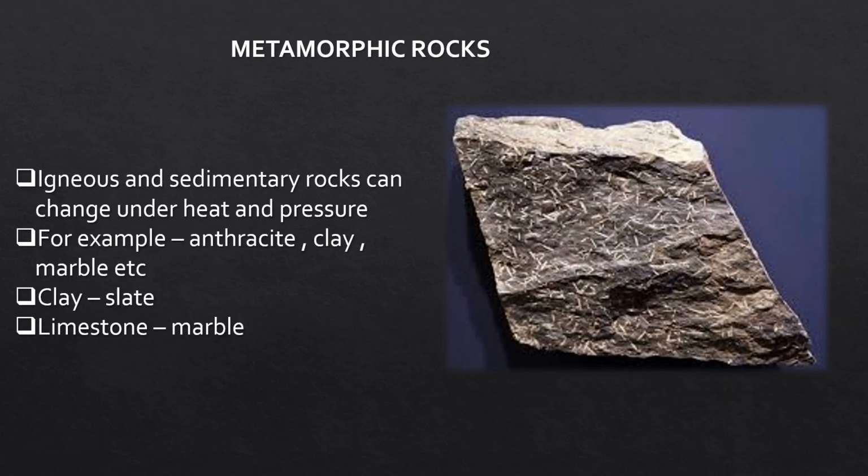So the last is metamorphic rocks. What do you understand by this word metamorphic? It means changes. Therefore, metamorphic rocks arise from the transformation of sedimentary rocks and igneous rocks. So these existing rocks go through a physical and chemical change with a great amount of heat and pressure. So metamorphic rocks are nothing but the changes that occur on these existing rocks.